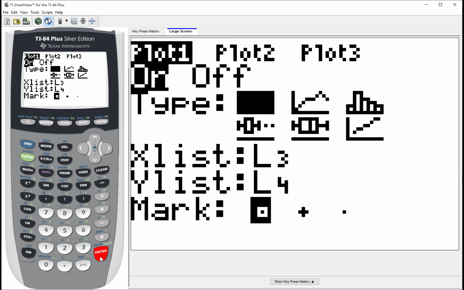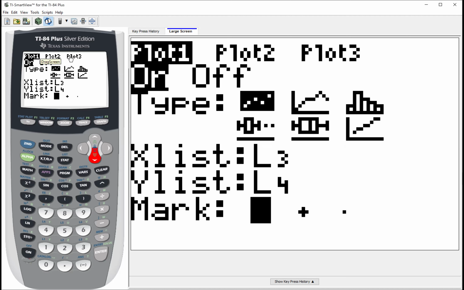Now arrow down again to your X list. Now you need to tell the calculator where you put the X values. Mine was L3, so L3 is already there. Put whatever list is appropriate to you. And my Y list was L4, so I'm going to leave this as L4. And then the mark is just what you want the calculator to use for the ordered pair. I usually just pick the first one, which is just a circle. You don't have to change that.